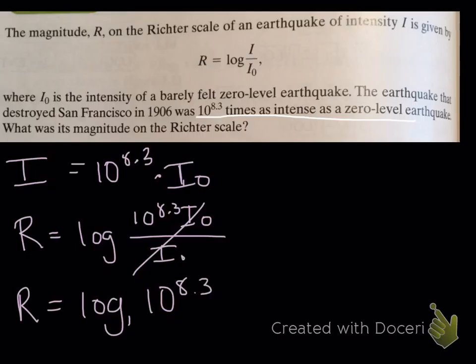And remember, it's implied that log has a base of 10, and if we use those properties, whenever the base and this value are the same, the answer is just the exponent. So the answer is 8.3. So the magnitude of the earthquake in San Francisco was 8.3 on the Richter scale.